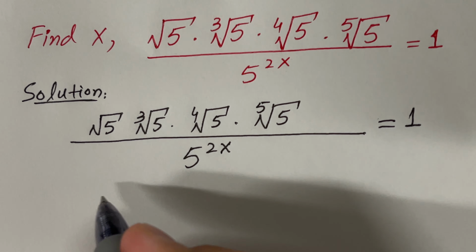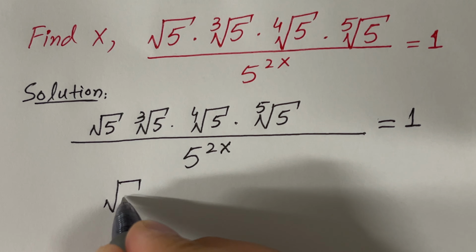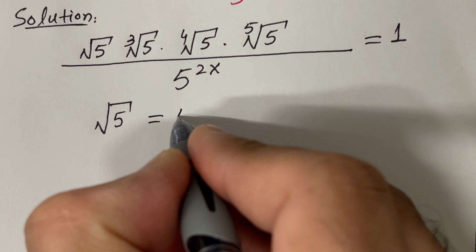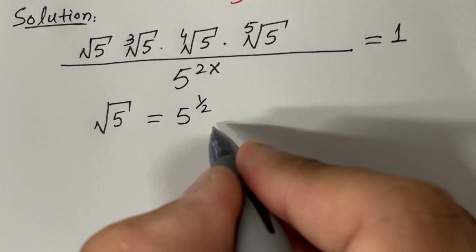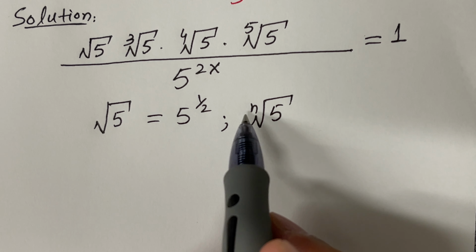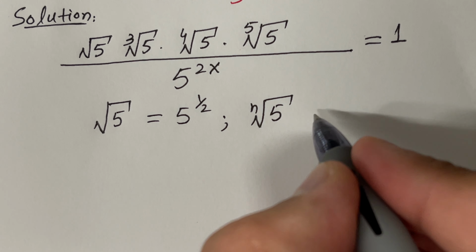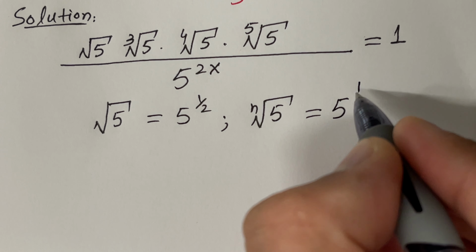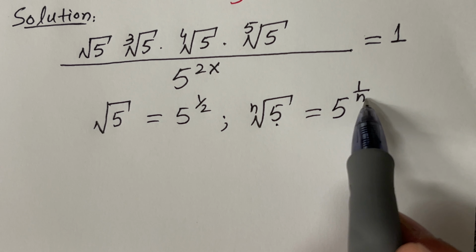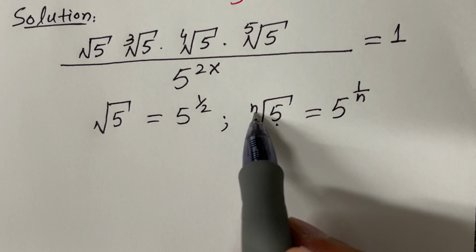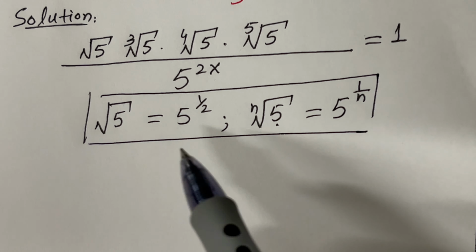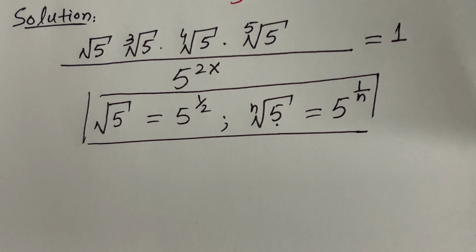Now if you remember, what is square root of any number? Square root of any number, for instance 5, is equal to 5 raised to the power 1/2, and nth root of any number, whatever n is, more than 2, means we have 5 raised to the power 1 over n. Whatever number is here, that number is raised to the power 1 over that n. So let's use these two facts and simplify the left hand side.